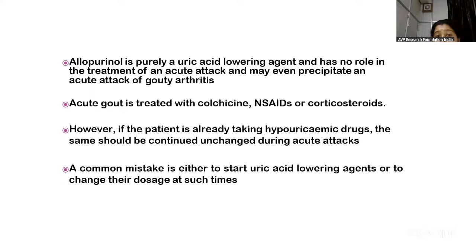So, as we have seen, allopurinol can be used to lower your uric acid levels. In case of acute gout, you can go for corticosteroids or NSAIDs. And it is a common mistake that we make, starting to manage this disease with the help of uric acid lowering agents.